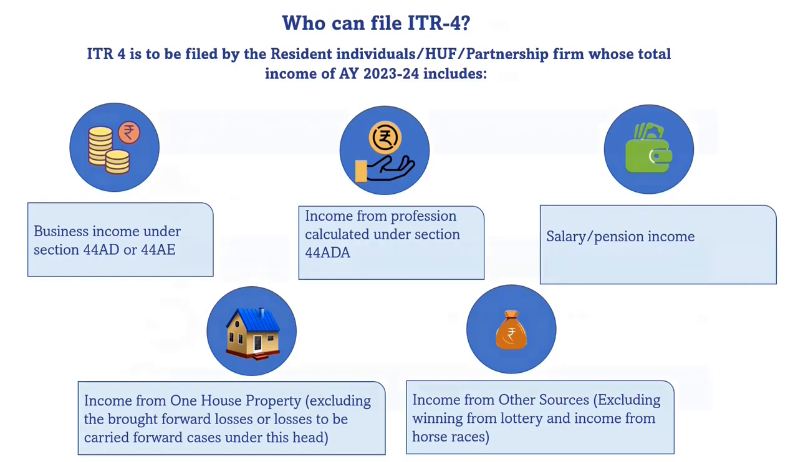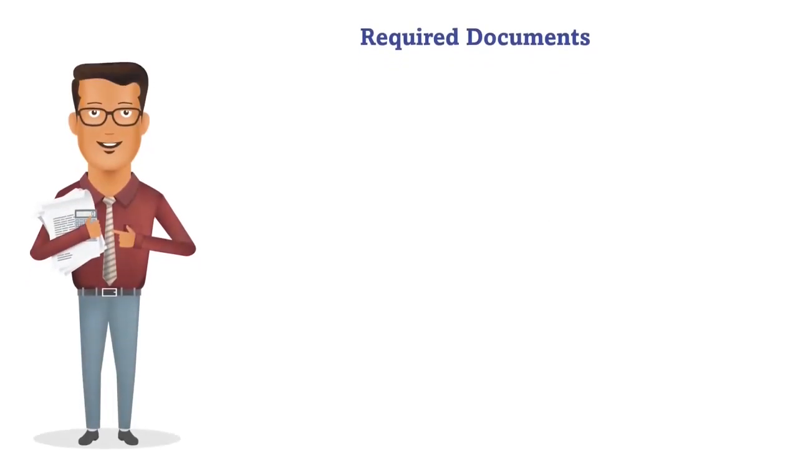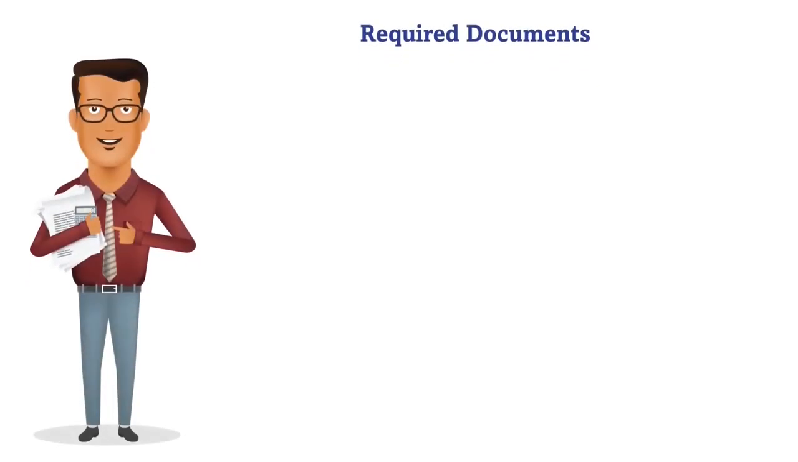Form ITR 4 cannot be used by those individuals, HUFs or partnership firms who are having total income from salary, house property or other sources above rupees 50 lakhs, who are having income from capital gains. The form cannot be used by an individual who is either a director in a company or has invested in unlisted equity shares, whose books of accounts are required to be audited under the Income Tax Act, or by a non-resident individual. You should collect the following documents before starting to file your income tax return.